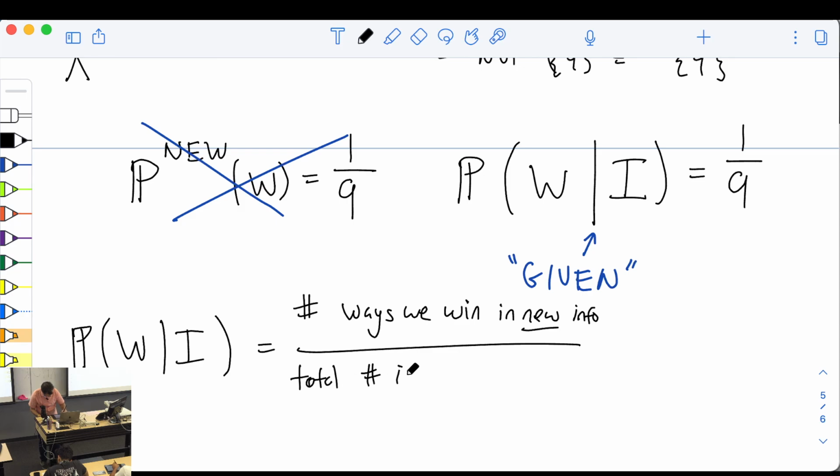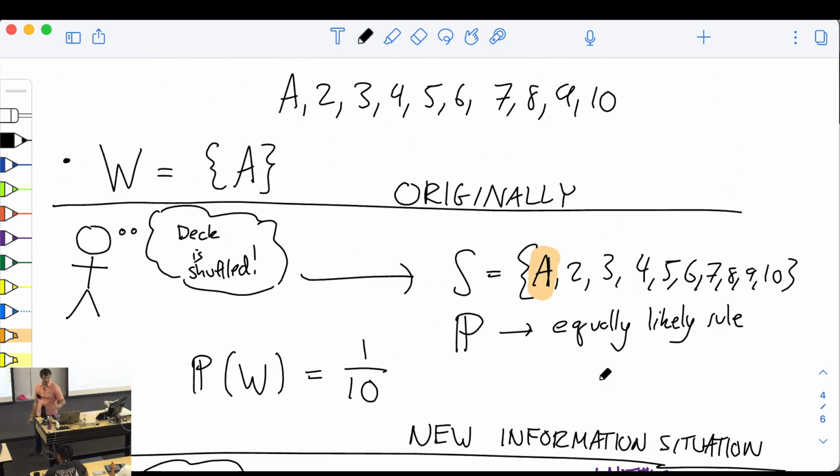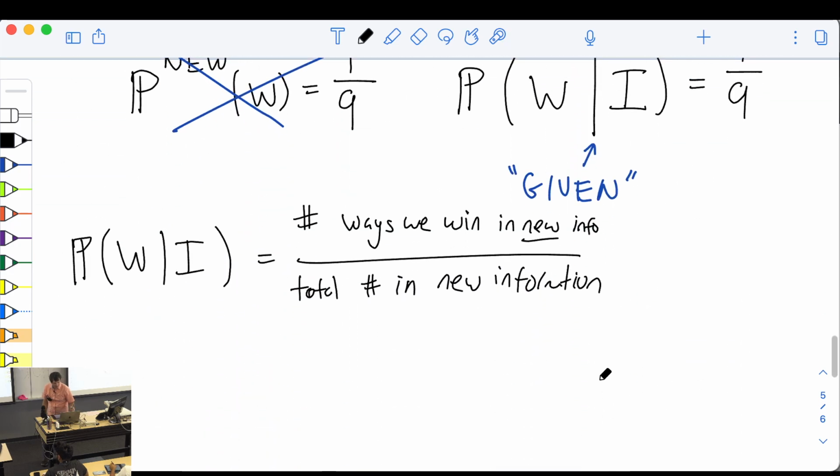Number in new information. So it's important that we include the new information. Note that the new information appears both in the top of the fraction and in the bottom of the fraction, right? If you have some new information, it can affect the ways you can win. In this particular case, it didn't affect it. The ways we can win is still just the ace. The ace is the only one where we can win. So the top is 1. There's one way we can win, right?